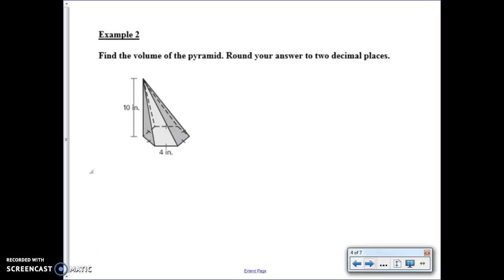Okay, so Cavalieri's principle at work again. Even though this is slanted, we're still going to use that vertical height. So find the volume of this pyramid. Again, we're going to use volume is area of the base times the height divided by 3. So we need to find the area of the base. We know the height is 10.